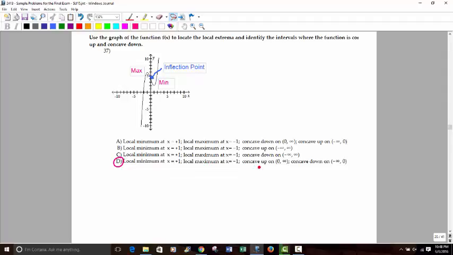I assumed they were writing it from left to right on the intervals, but they weren't. So it is concave up on 0 to infinity, and then concave down from -infinity to 0. All right.